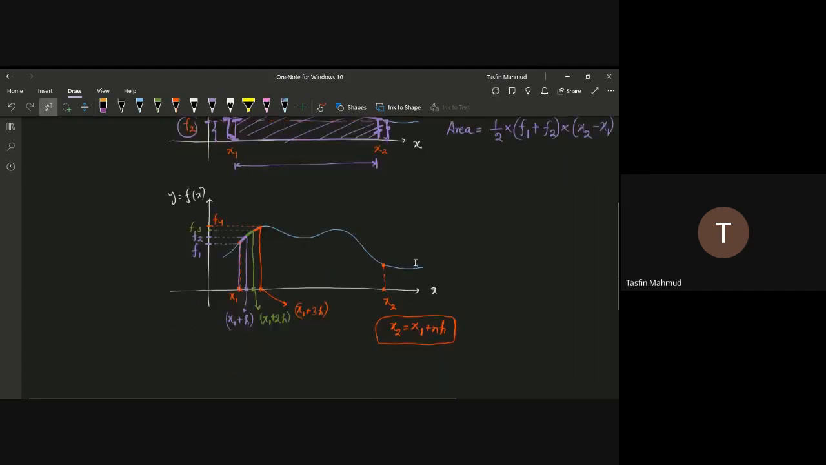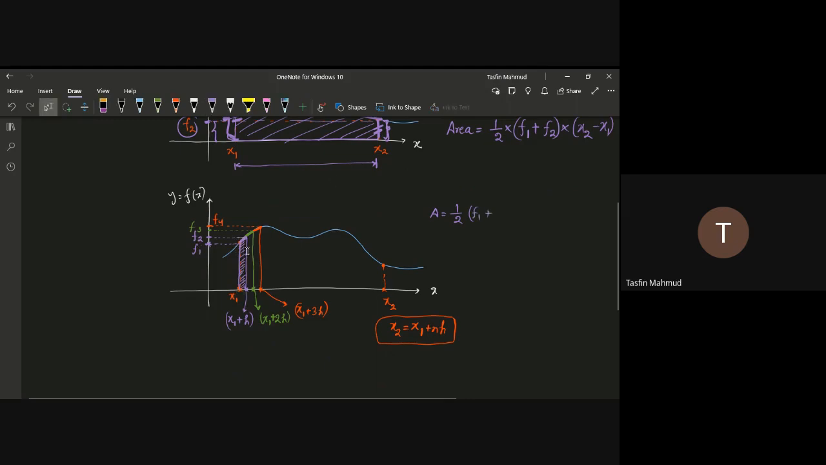So now if we calculate the area of the first purple color trapezium, this one, what would be its area? The purple color trapezium will have the area as half times the length of the parallel sides, right? So this left side has the length of f1, the corresponding y value. So this length is equal to f1.